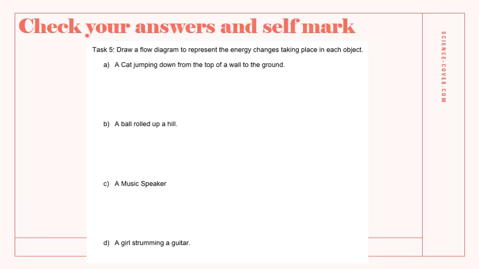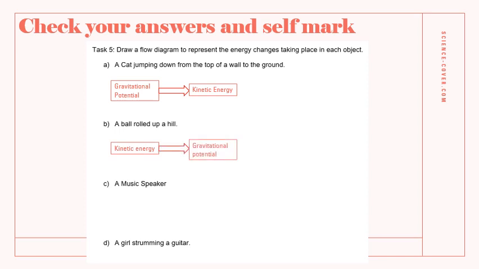A cat jumping down from the top of a wall to the ground. The cat on the wall is going to have gravitational potential energy. As it jumps down from the wall, it's going to lose that energy. It's going to become kinetic energy. A ball rolling up a hill is doing the opposite. We start off with kinetic energy because we have movement, and as it goes up the hill, we gain gravitational potential energy. The music speaker is going to start with electrical energy, and then this will start the cone vibrating, which will become kinetic energy, and that will create sound energy.